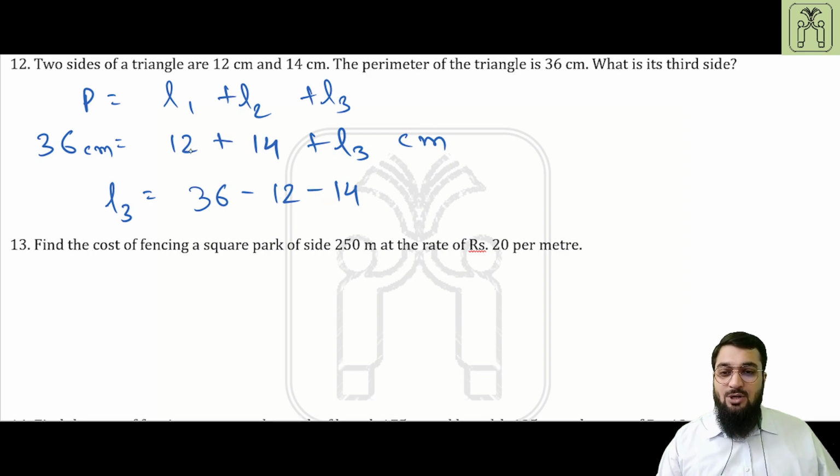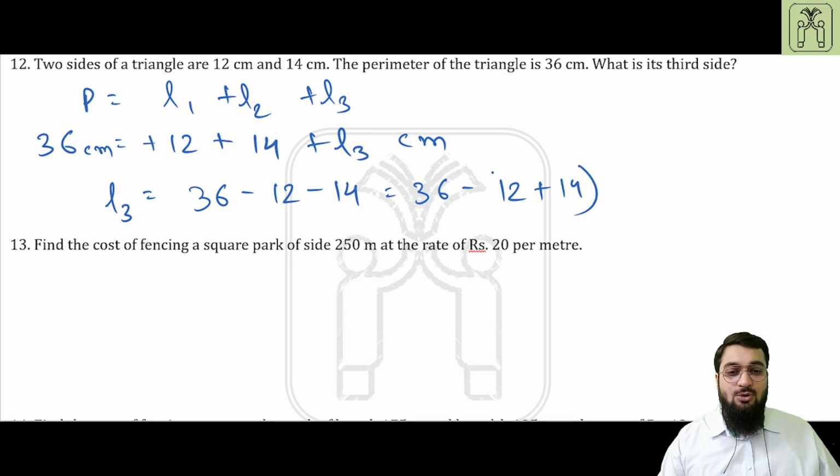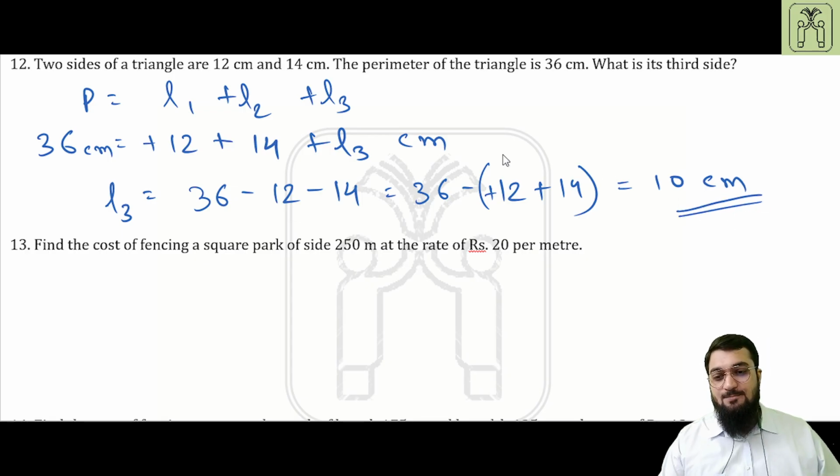It becomes 36 minus 12 minus 14, because these both had plus with them, and while transposing them to the LHS, their signs change. Multiply becomes divide, divide becomes multiply, add becomes subtract, and subtract becomes add. So plus became minus, and therefore we can take 36 minus common, and 12 plus 14 both get the plus sign. So 12 plus 14 is 26, and 36 minus 26 gives an answer of 10 centimeters. So L3 is equal to 10 centimeters.